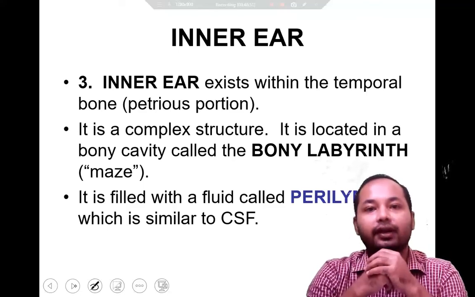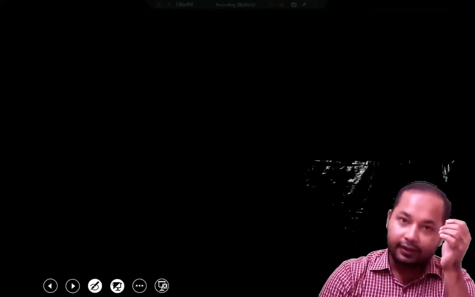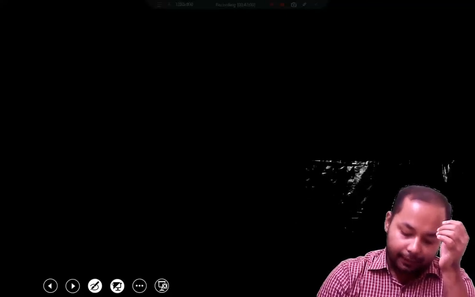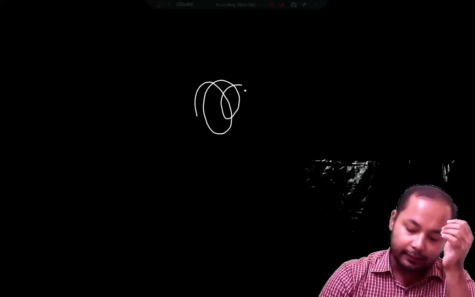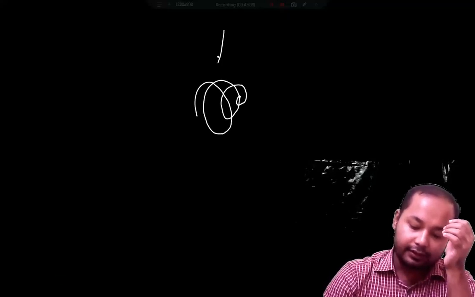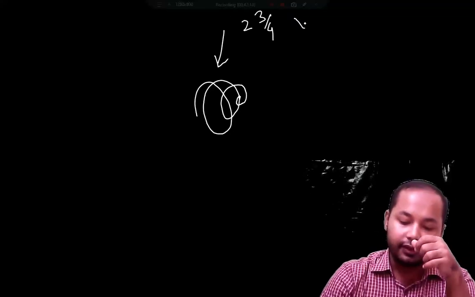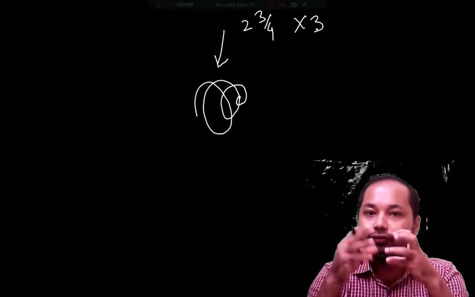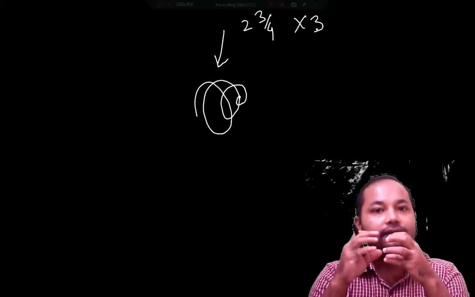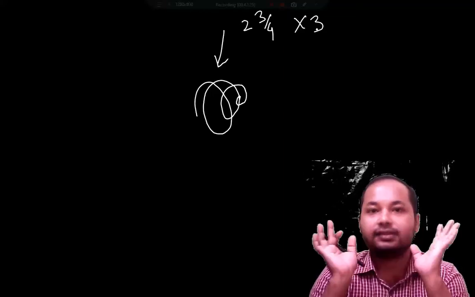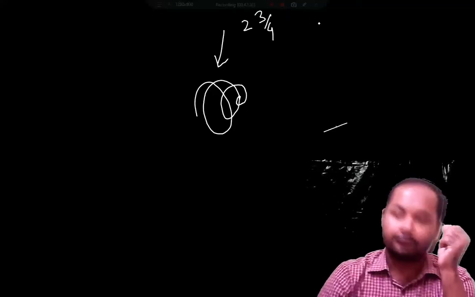The thing you have to understand here is, in the inner ear, this apparatus is called the cochlea. The cochlea is like a snail, and it has only 2 and 3/4 turns. It is not 3 full turns; it is 2 turns plus one turn of which 3/4 has been taken and 1/4 is still left. So 2 and 3/4 turns is the turn of the cochlea.